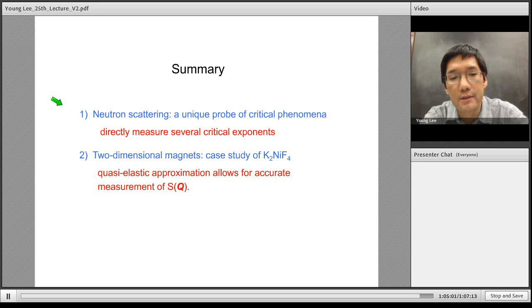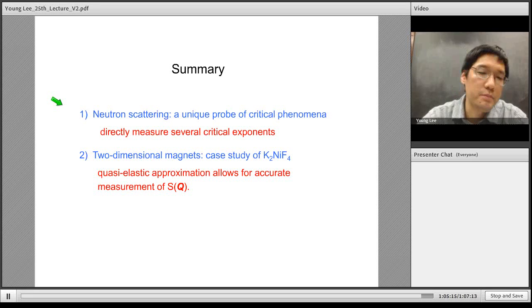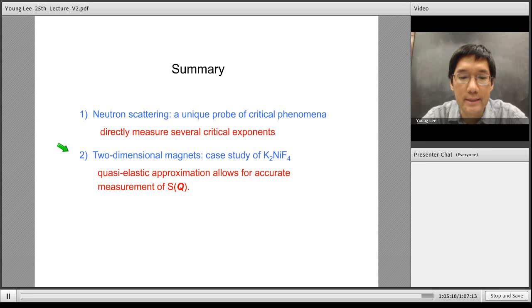The summary: neutron scattering is a unique and, I'd say, very powerful probe of critical phenomena. You can directly measure several of the quantities related to the critical fluctuations and measure several of the critical exponents. And I spent a lot of time doing a case study of a two-dimensional magnet, in particular the square lattice K2NiF4, and one of the experimental methods used allowed us to do a very good quasi-elastic approximation and energy integration on the spectrometer to extract S of Q. Okay, that's it for today. And I guess I could open this up for questions.